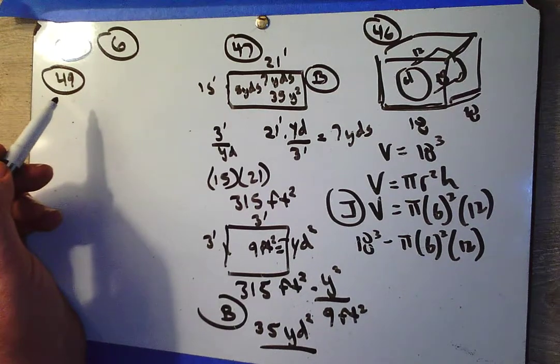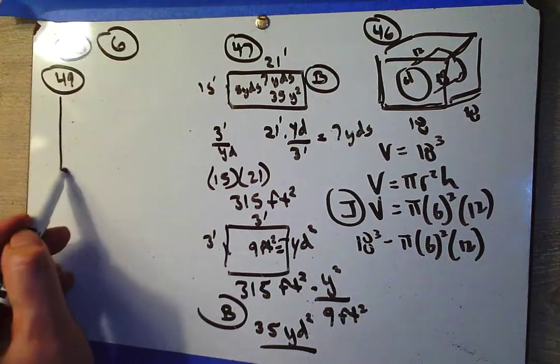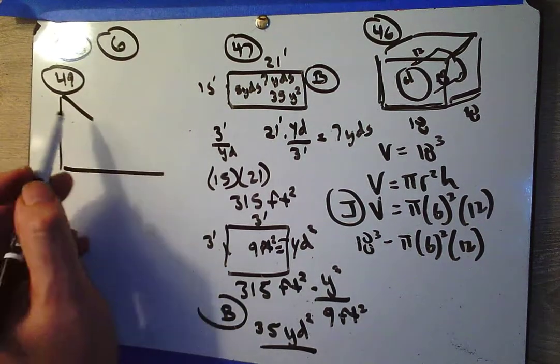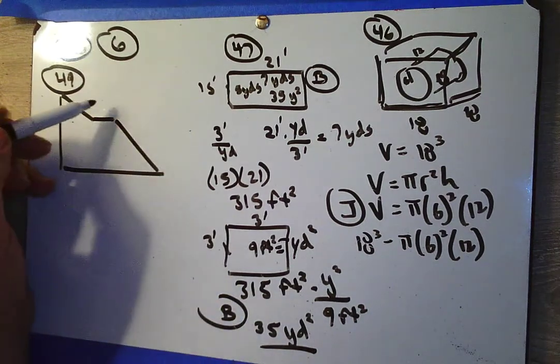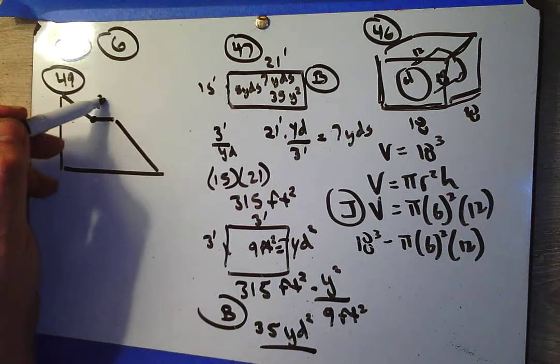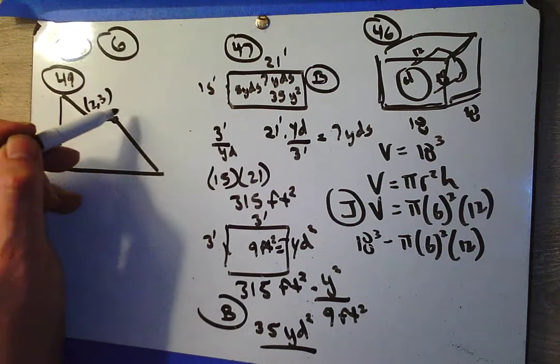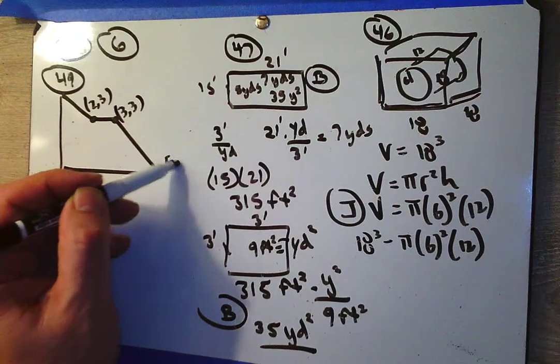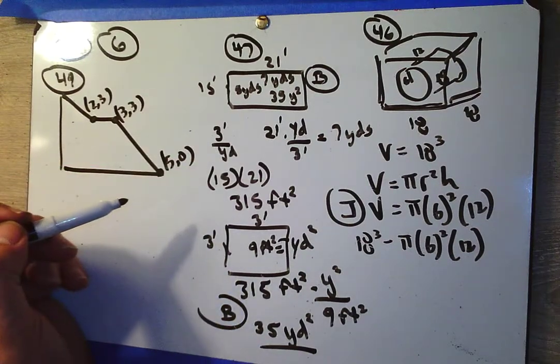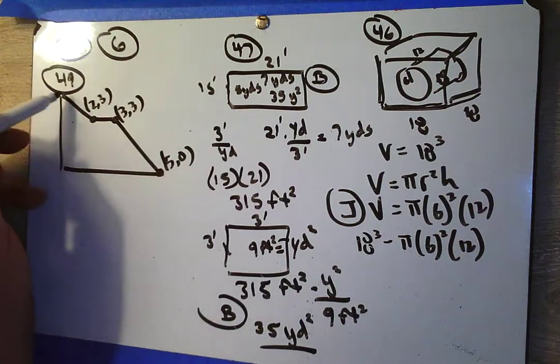49 says the graph of the function consists of 3 line segments. Okay. We've got this piece, we've got a flat piece, and we've got this piece. This is the point (2, 3). This is the point (3, 3). This is the point (5, 0). We'd like to know the area under the curve.